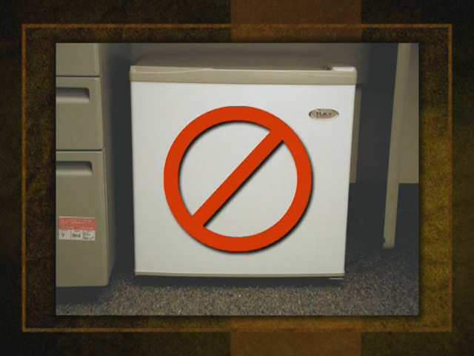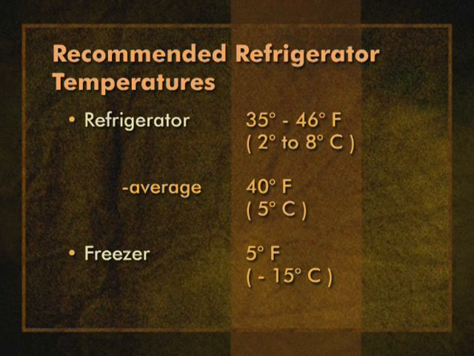Small single-door or dorm-style refrigerators like this should not be used to store vaccines because they are not capable of maintaining a consistent temperature. All inactivated vaccines require refrigerator storage temperatures between 35 and 46 degrees Fahrenheit, which is 2 to 8 degrees Celsius, with a desired average temperature of 40 degrees Fahrenheit or 5 degrees Celsius.